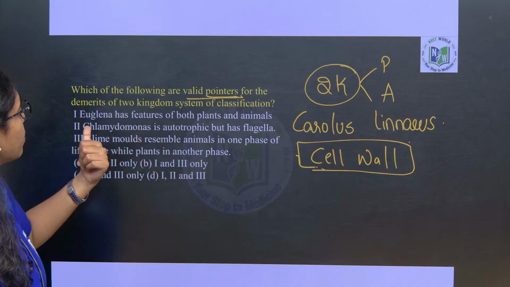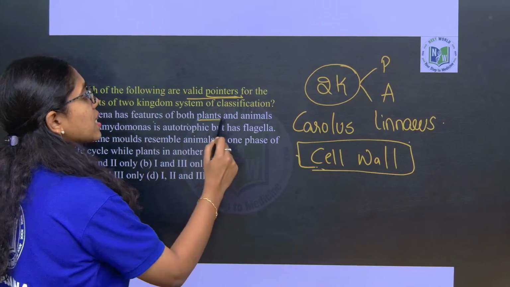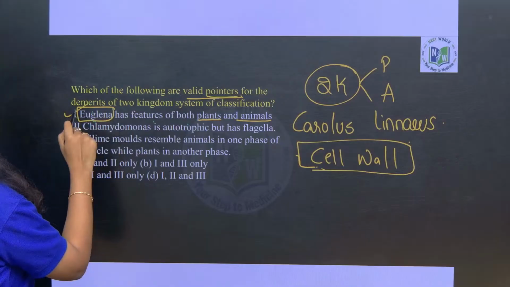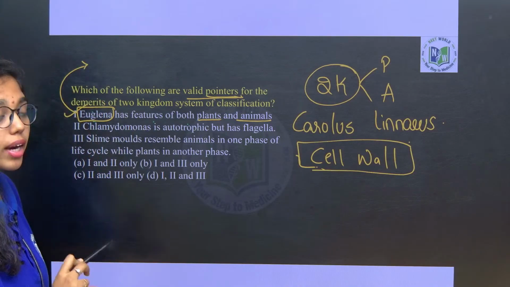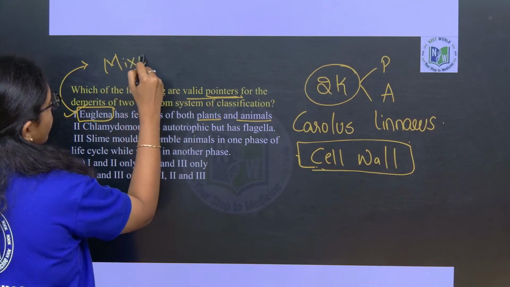So here, Euglena has features of both plants and animals. True, because Euglena exhibits what type of nutrition? You have to answer. What type of nutrition, beta? Euglena has mixotrophic nutrition.